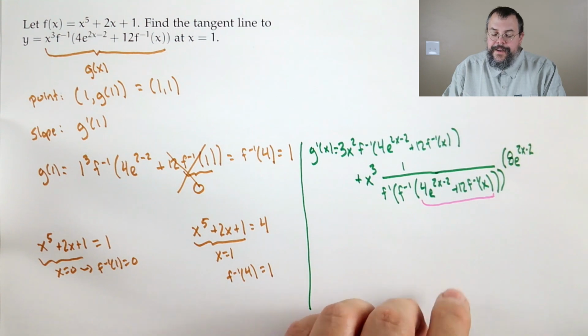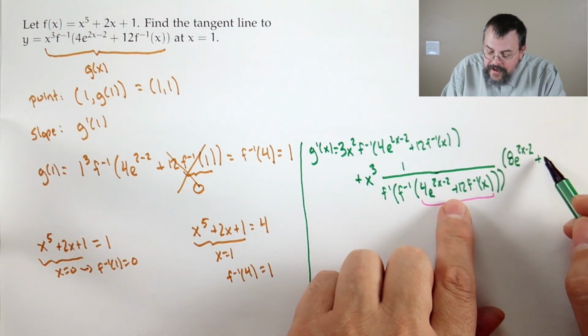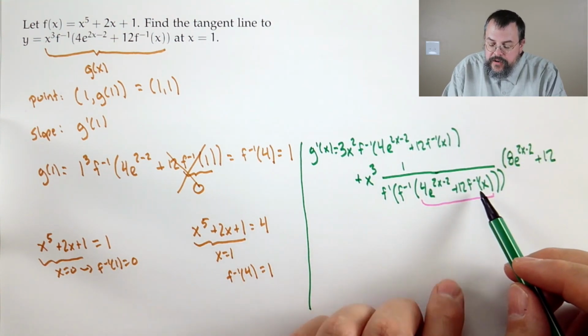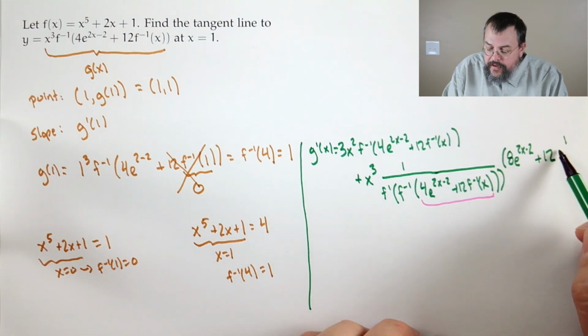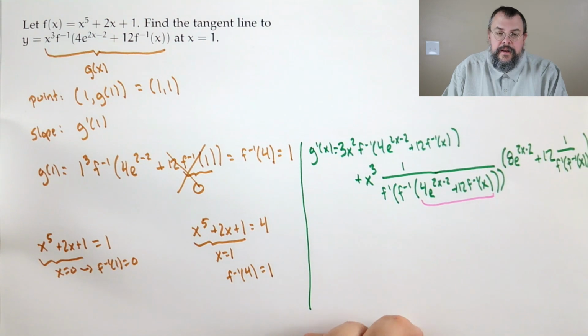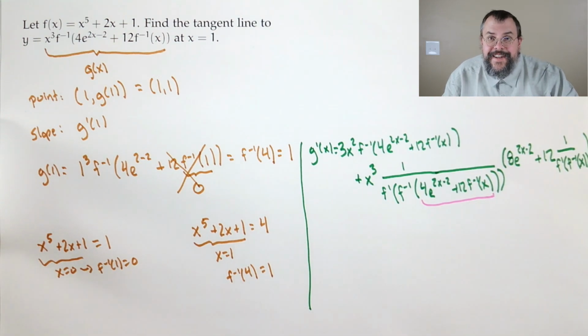Okay, plus 12. Now we need the derivative of f inverse of x. Well, that is 1 over f prime of f inverse of x. Okay, we made it. We made it. Just barely, but hey, that counts as long as we made it.